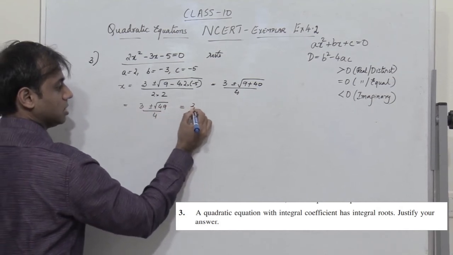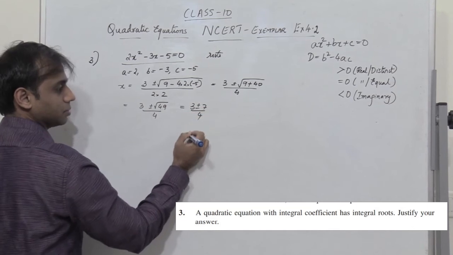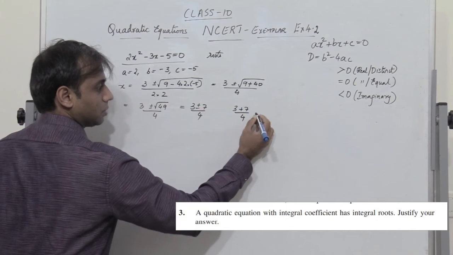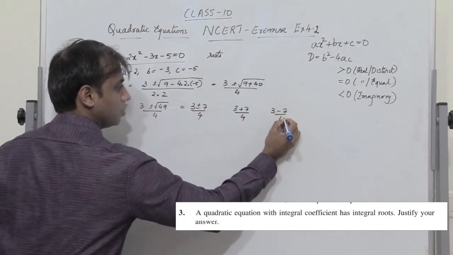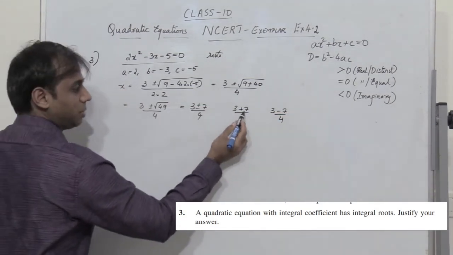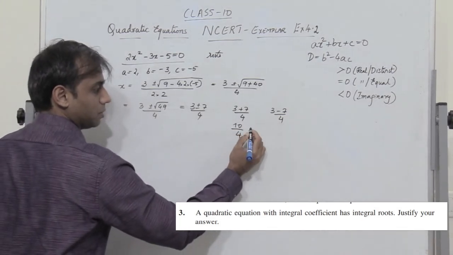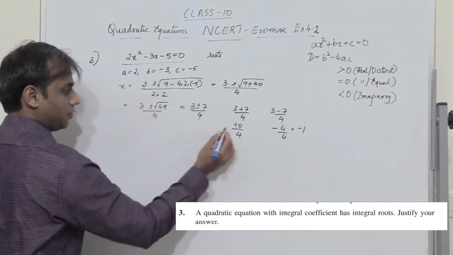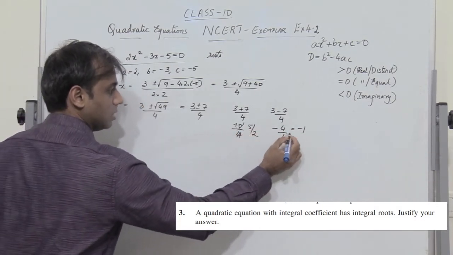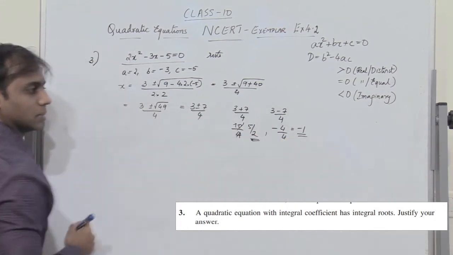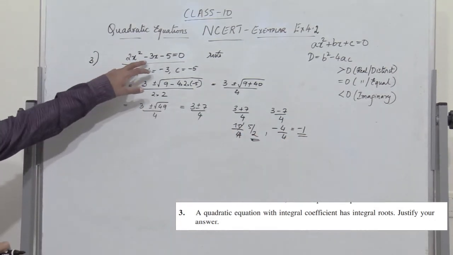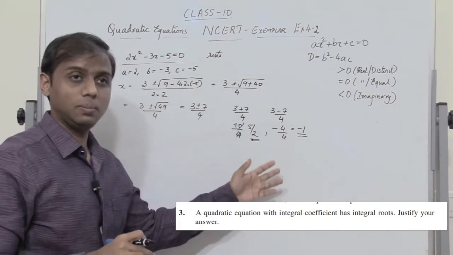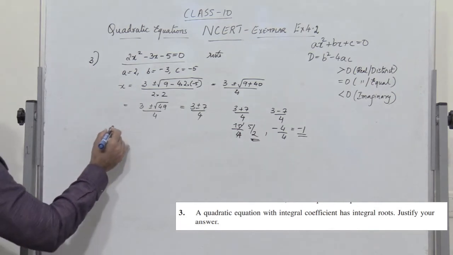So root 49 is 7. So you get two roots, 3 plus 7 by 4 and 3 minus 7 by 4. Right? So what is 3 plus 7 by 4? 10 by 4. And here it is minus 4 by 4, which is minus 1. So you get 5 by 2 and minus 1. Now the coefficients are integers, but I find that the roots are not integers. So it can happen that the roots may not be integers. So therefore the answer is no.